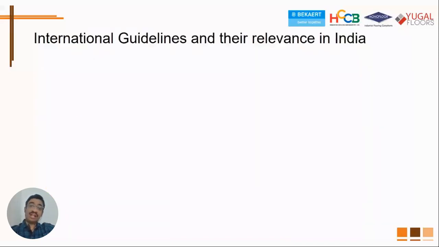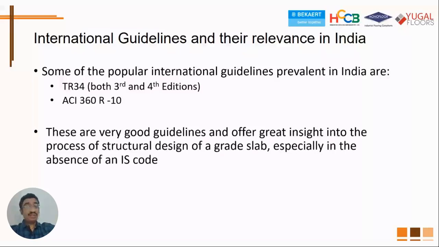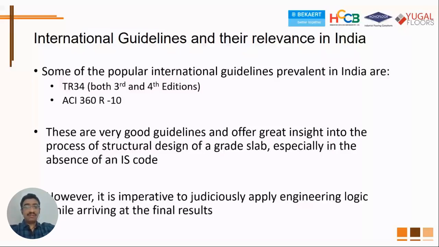If you look at that, what are the international guidelines that we have? So some of the most popular ones are TR34. Both third and fourth editions are used. And you have ACI 360, which is also popular, which is American guideline. Now, mind you, these are very good guidelines and they offer great insight into the process of structural design of a grade slab. And especially in the absence of an IS code, these are very good tools for design. Now, the only problem is we have to really understand if we are applying the right engineering logic and applying these judiciously in our environment while arriving at the final results.